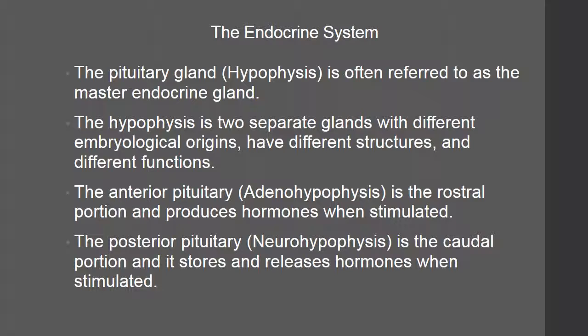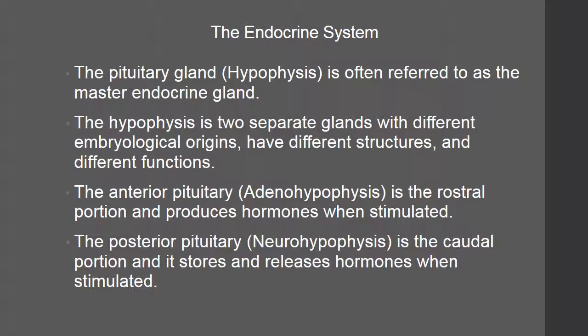Go figure. The hypophysis is two separate glands with different embryological origins, different structures, and different functions. Okay? They come from two different types of tissues. They are two separate organs, really and truly. When they originally discovered there was one gland and they couldn't differentiate that it was really two parts, they just called it the pituitary gland, and they discovered it was an anterior part, a posterior part, and it really is just, they're totally different structures.